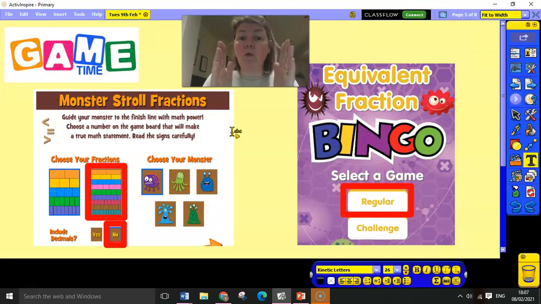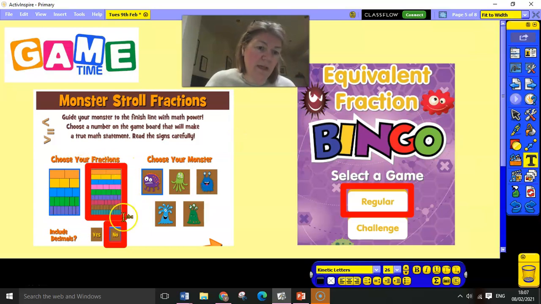So you're not just looking for equivalent fractions, but you're trying to find fractions that are greater and less than. Your fraction wall that you made yesterday might help you here. So you want to choose the bigger fraction wall, because this is the one we worked with yesterday, and we don't want to include decimals yet. We will be coming on to decimals later on in Year 4, but not today, and you can get to choose your own monster.